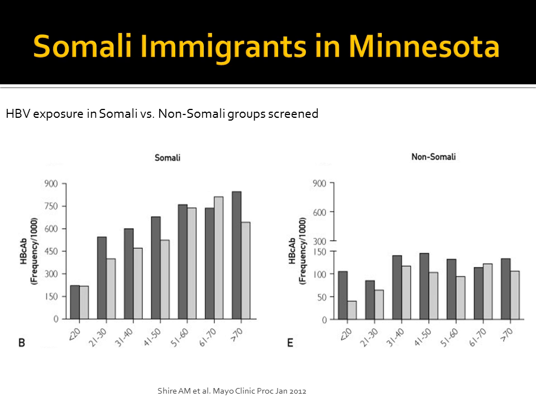And they also looked at hepatitis B core antibody as a marker for exposure and did the same kind of comparison between Somali versus non-Somali groups screened. And what you see is that the exposure frequency, as defined by presence of core antibody, seems to increase pretty sequentially with age in the Somali group as compared to the non-Somalis.